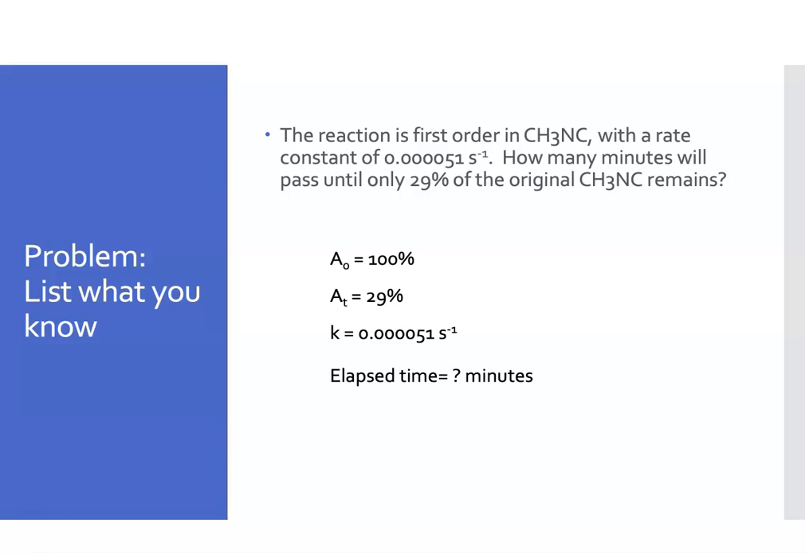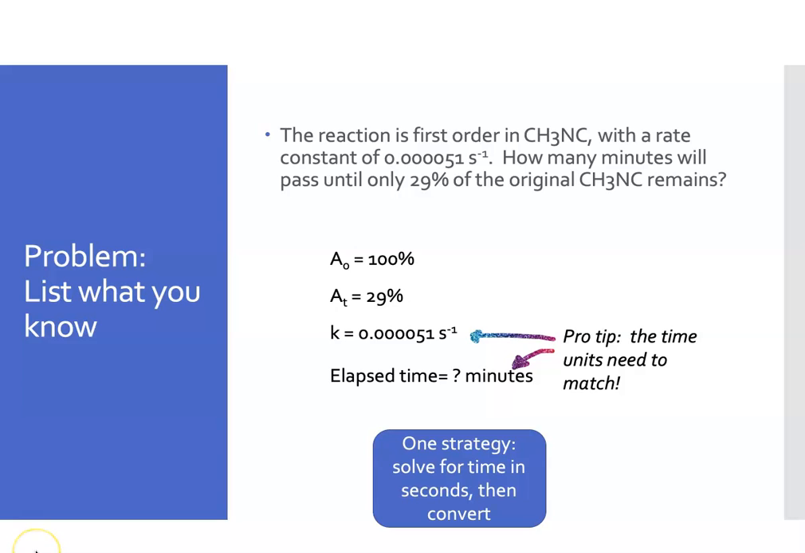There's one other thing I want to point out though. Look at the units for k. It's inverse seconds, but I'm asked for the time in minutes. I've got to make these time units match in order to do this problem successfully. And if you miss that, your answer is not really going to make sense. So one strategy is that I'm going to solve for the time in seconds and then convert to minutes. And that's what I'm going to do when I do this problem.